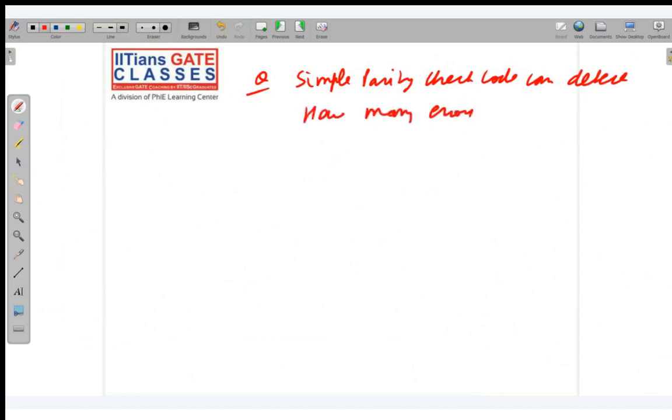It can detect how many errors. So how will you answer it? You will try to find the d-min. Whatever d-min is coming, you will subtract 1 from it, and you will say, okay, these many errors have been detected. So let me write it.